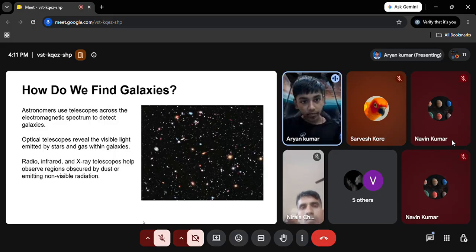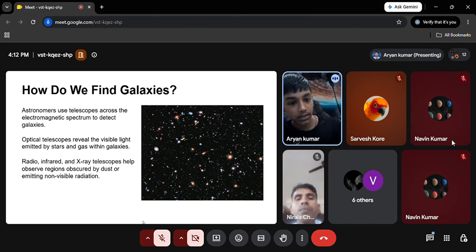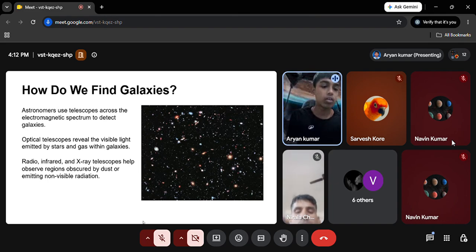And how do we find galaxies? Astronomers use telescopes across the electromagnetic spectrum to detect galaxies. Optical telescopes reveal the visible light emitted by stars and gas within galaxies. Radio, infrared, and X-ray telescopes help observe regions obscured by dust or emitting non-visible radiation.